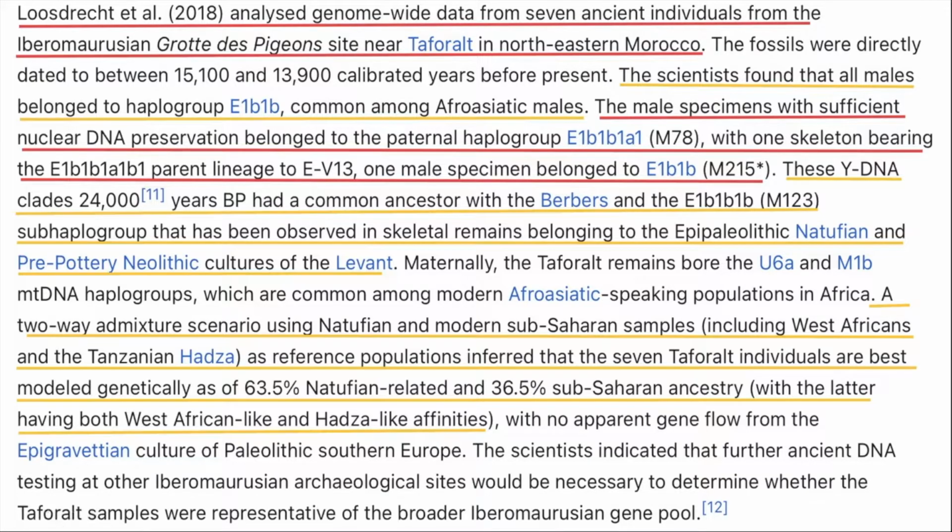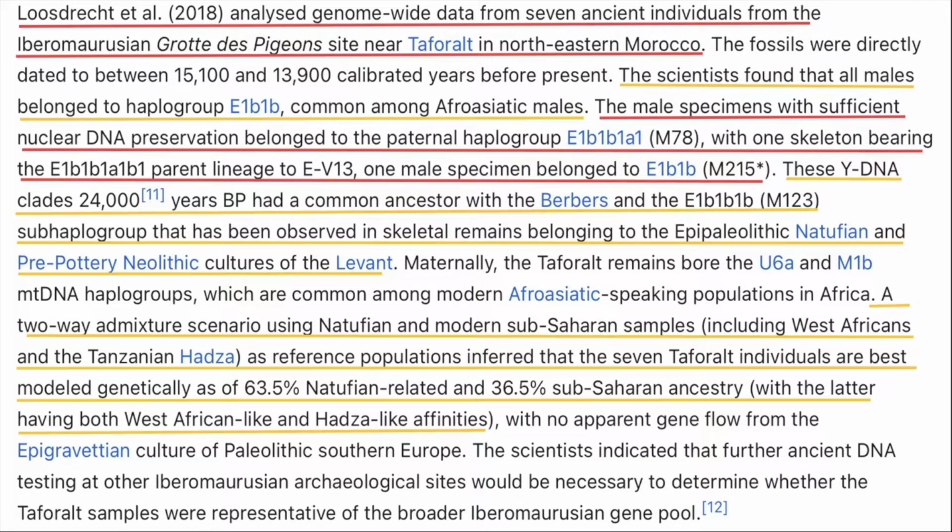So this is a summarization of a paper dealing with the ancient North Africans and their Y-DNA haplogroup and genetic relations to certain populations. It's from the Lazaridis 2018 study, which analyzed genome-wide data from 7 ancient individuals from the Ibero-Maurusian Grotte des Pigeons site near Taforalt in northeastern Morocco. The scientists found that all males belong to haplogroup E1b1b, common among Afroasiatic males.